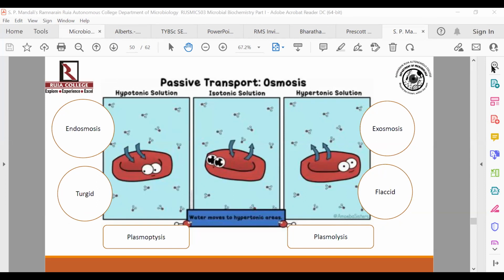So that's called endosmosis. The cells will swell, and if the concentration difference is very high, the cell is going to burst. And what's that process called? Plasmoptosis. Very good. What would happen if you put a cell in an isotonic solution? Anyone?